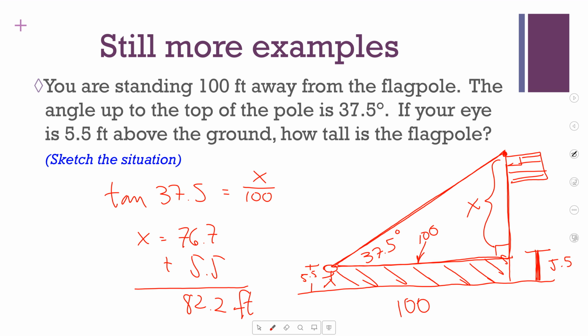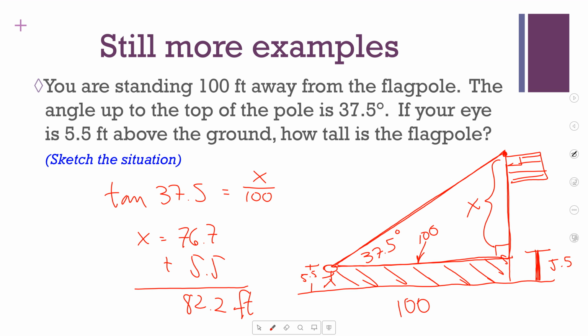By the way, when we get to word problems, make sure that you're using units for your answers. 82.2 what? Feet, inches, yards, miles, light years? Feet. Yeah, these are feet. Good. Is that a reasonable answer for the height of the flagpole?